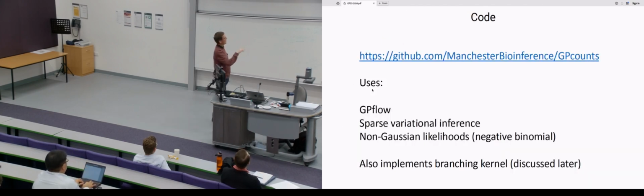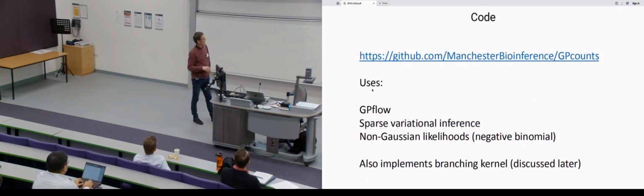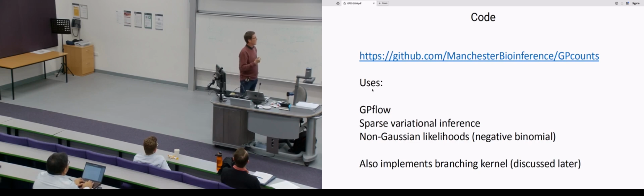Okay, and the code for that's in the GP counts package. It was using GPflow for those spatial ones, and with single cell time series you can have a lot of locations or a lot of times, so you need to scale things up a bit. So we use these sparse variational approaches.